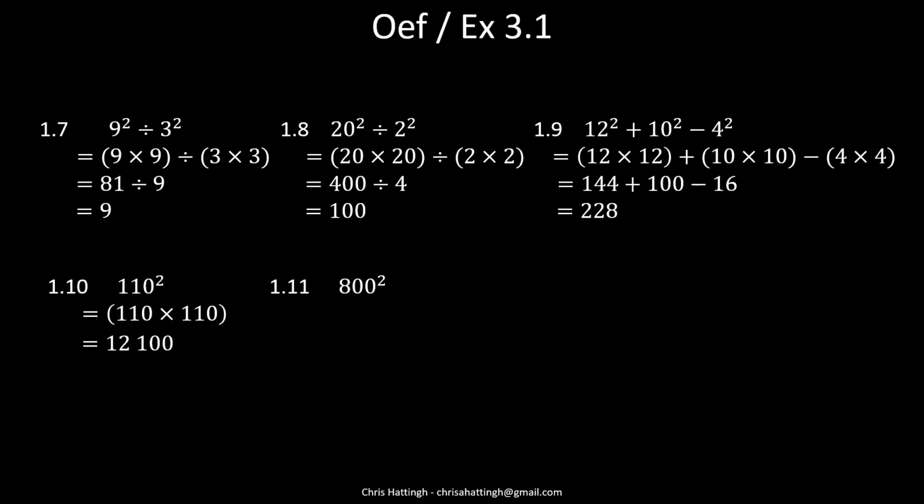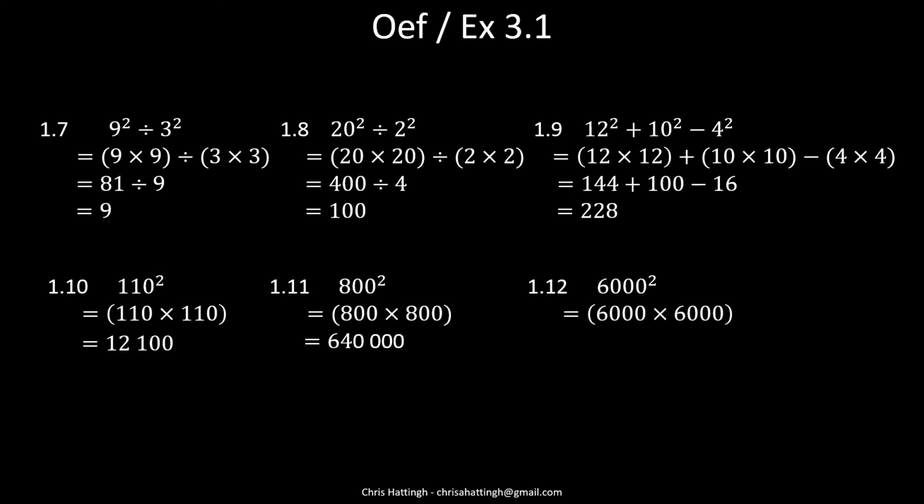Number 11, 800 to the power of 2 is 800 times 800. Again, just ignore the zeros and say 8 times 8. That gives you 64, and then add the 4 zeros. Number 12, 6,000 to the power of 2. Ignore the zeros. 6 times 6 is 36, and then add the 6 zeros.